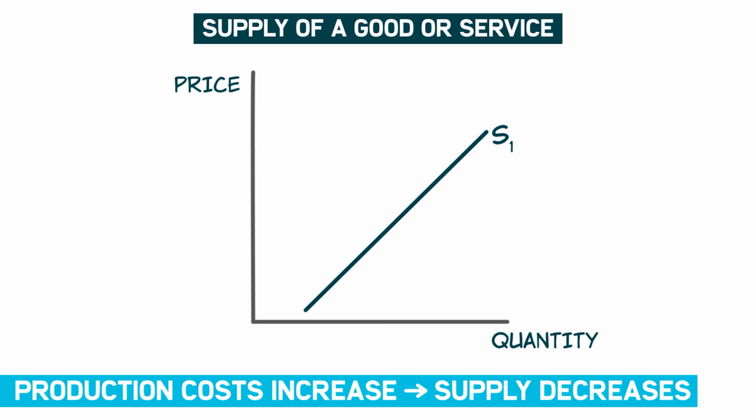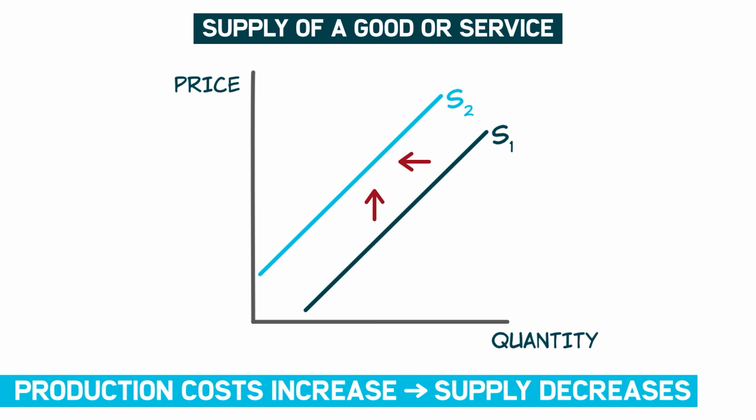In previous videos, we've covered the basics of the supply curve. In this video, we're going to look at what shifts a supply curve. The answer is a change in costs. An increase in costs decreases supply, which means that the supply curve shifts up and to the left.